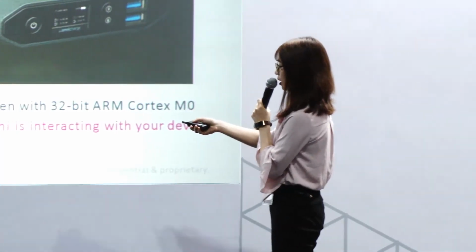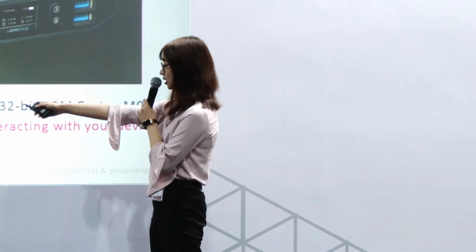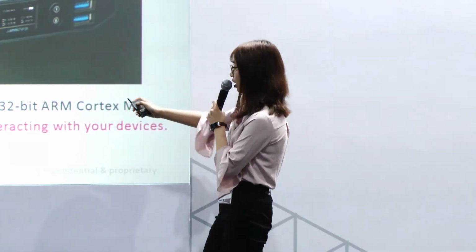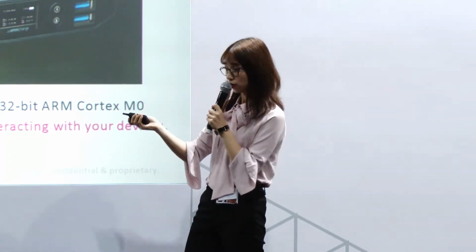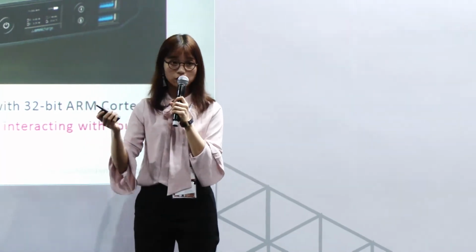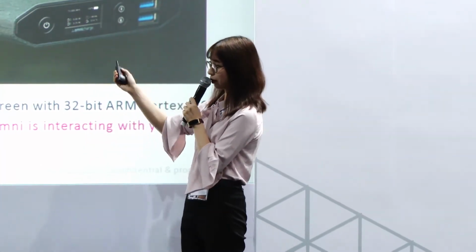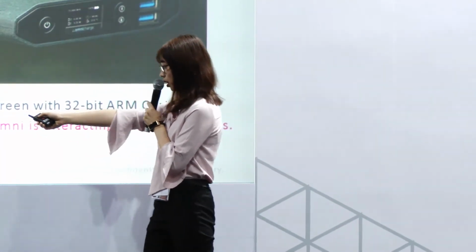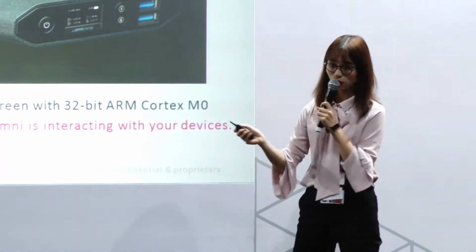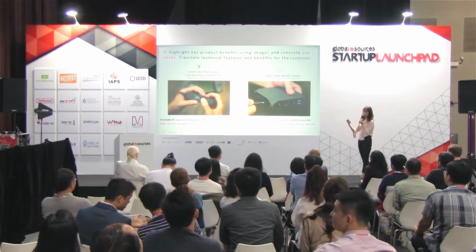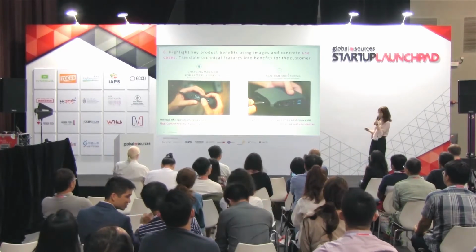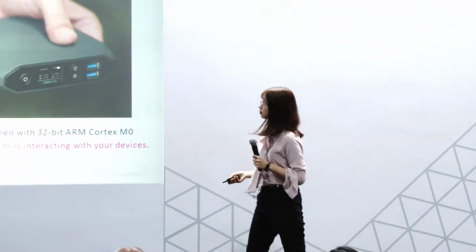And the second example here is this product has an OLED screen with a 32-bit ARM Cortex-M. What does that even mean to an end customer? Not really sure? Well, talk to a customer, ask them why anyone would need a display. It's used to monitor how much the OmniCharge is interacting with all of the devices that it's charging. So you know how much battery is left, you know how much power is being outputted to the different devices that you're charging. For a customer, that's a much more clear benefit than you telling them that it has an OLED screen.